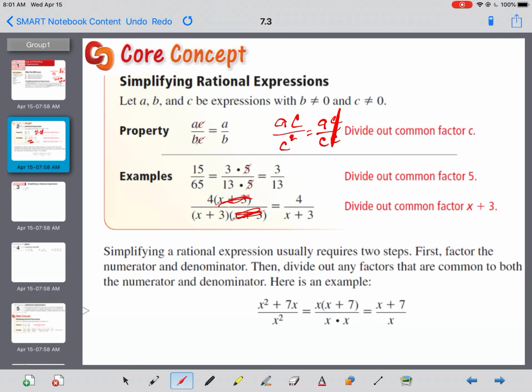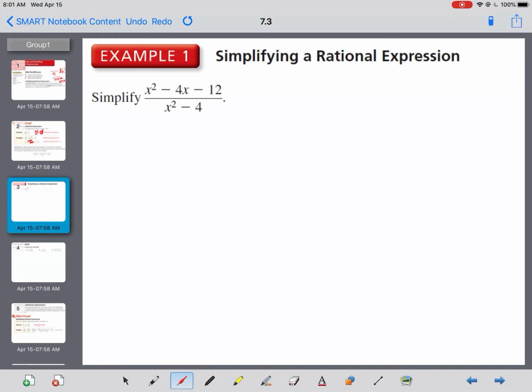So we're going back to that quadratics thing again. We're going to be factoring quadratics. We have to be able to break them apart into their pieces. If we can do that, then we can simplify a rational expression.